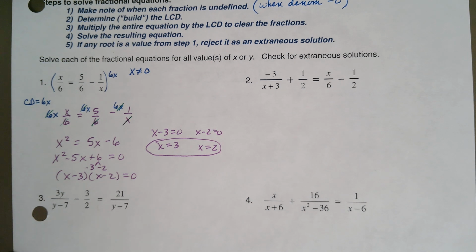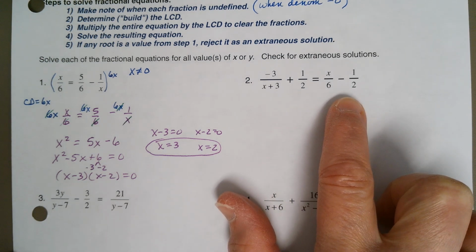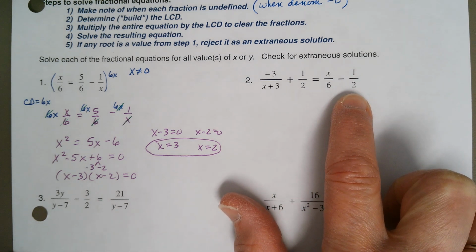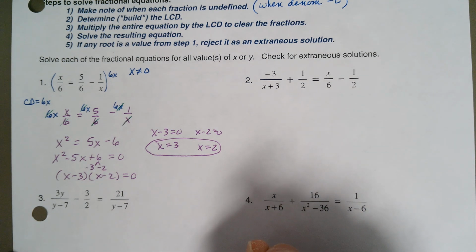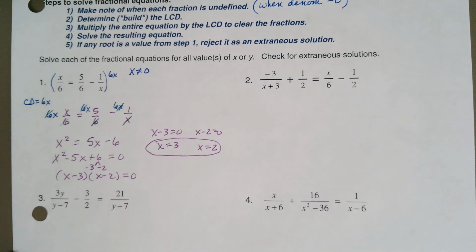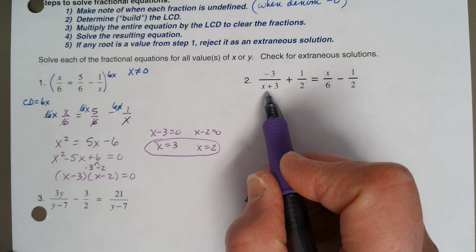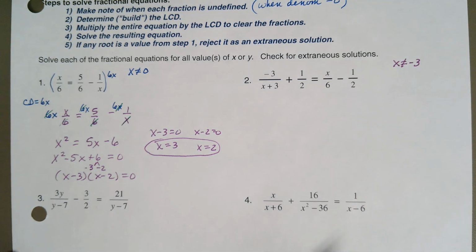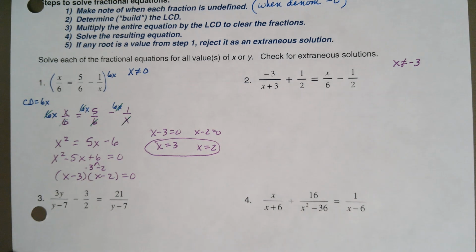Number 2, we actually have 4 fractions here, and yes, you could subtract a half from both sides and combine and get negative 2 halves, right? But if I leave it as is, let's make note, x cannot equal negative 3. Because if it does, then we would have 0 here for a denominator, which is not real.